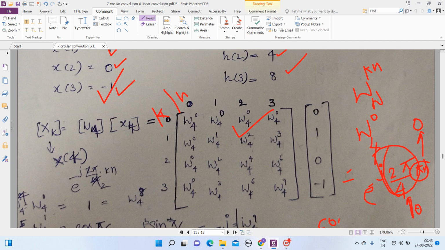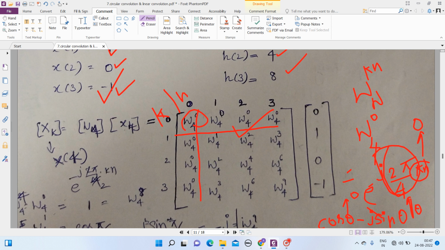So cos theta minus j sin theta, right? Here the theta value is 0. So cos 0 value is 1, sin 0 value is 0. So I can substitute this value as 1. For this row, I can substitute the value 1, right? Again for this column, I can substitute the value 1.